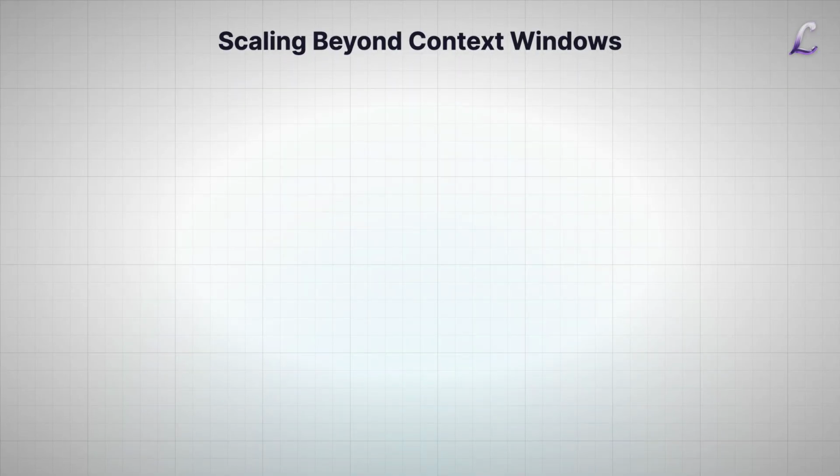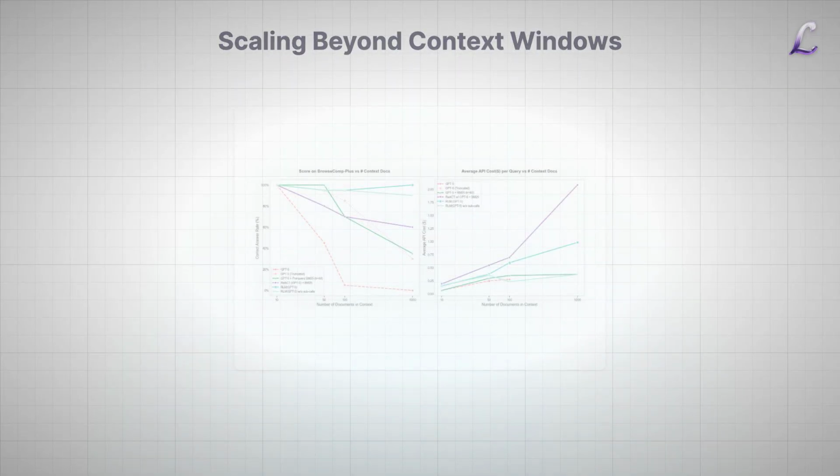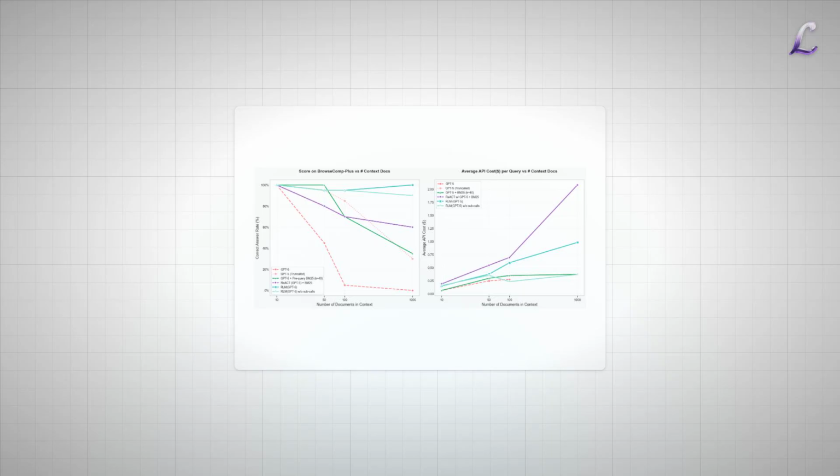This scaling plot tells the whole story. As we scale from 10 documents to 1,000, the vanilla model holds up until it hits its 272K token limit. Then it crashes to 0. The RLM line? Flat. It holds 91.3% accuracy even while processing 11 million tokens. That is 2 orders of magnitude beyond the context window.